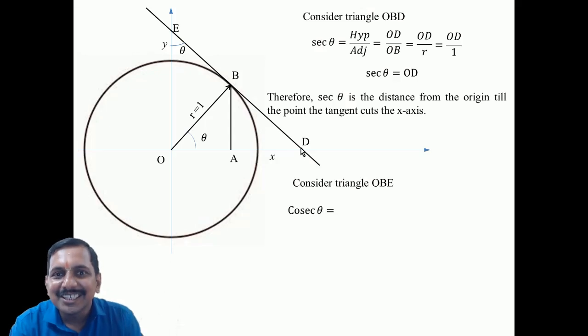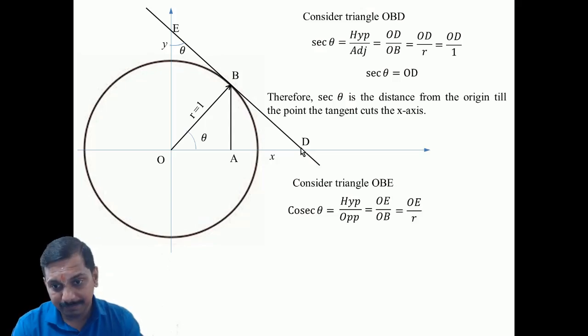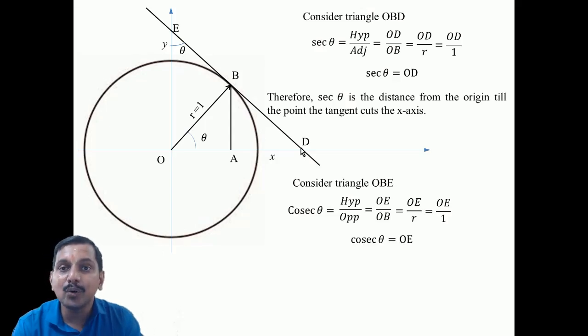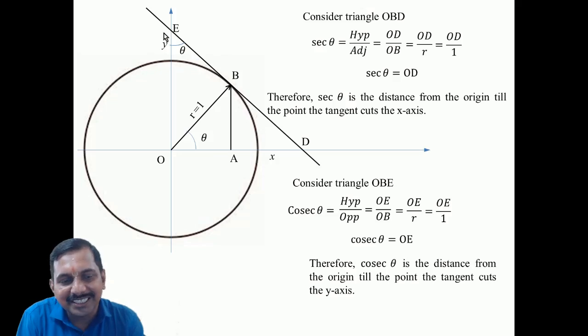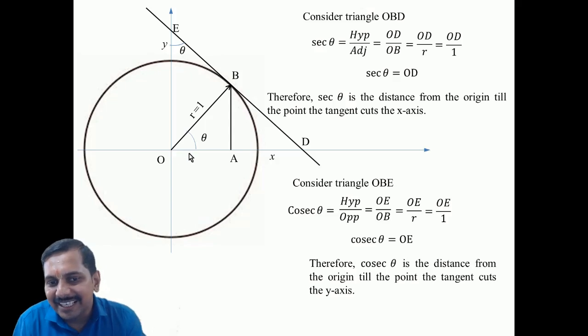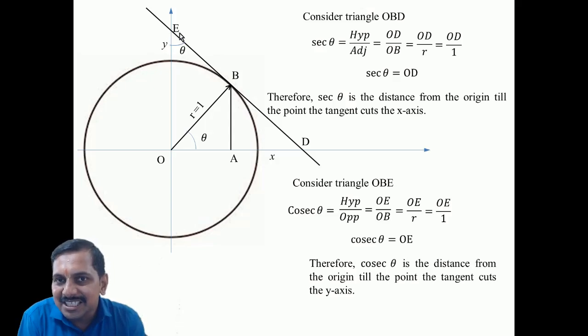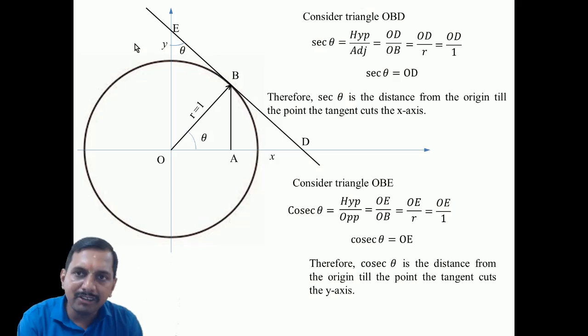Similarly, let us see the cosec theta. Cosec theta, similarly, we are taking the triangle OBE, hypotenuse divided by opposite, which is OE by OB. OB is R, so we have cosec theta is equal to OE. It is the distance from the origin till the point the tangent itself cuts the y-axis. So sec theta seeks the point where tangent cuts the x-axis. Cosec theta seeks the point where tangent cuts the y-axis. So these are all the definitions we have.